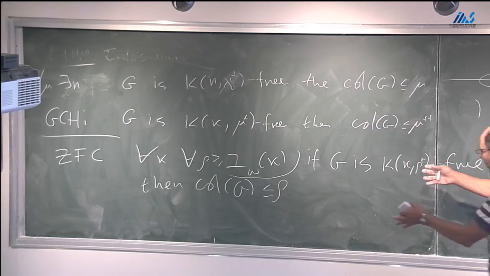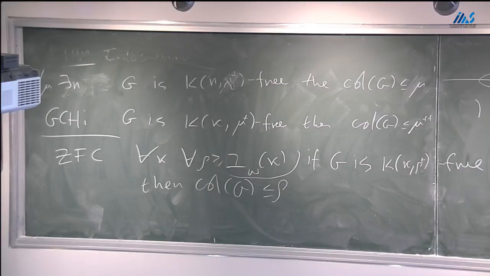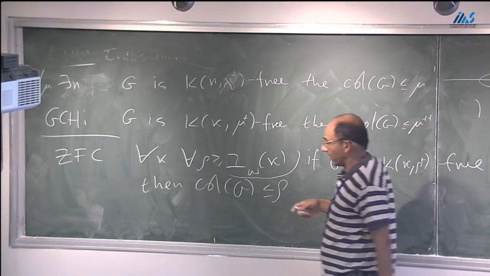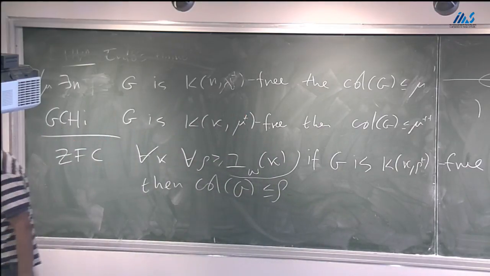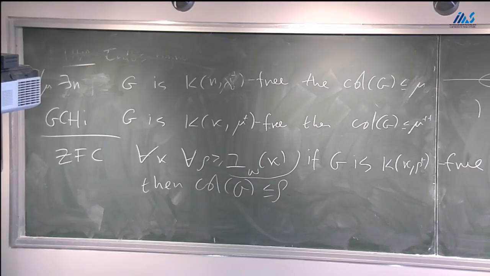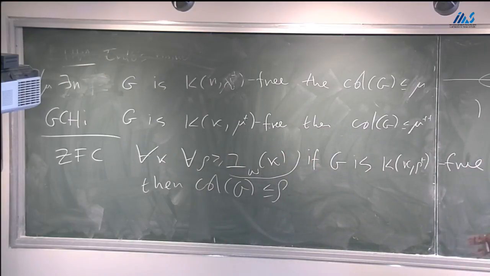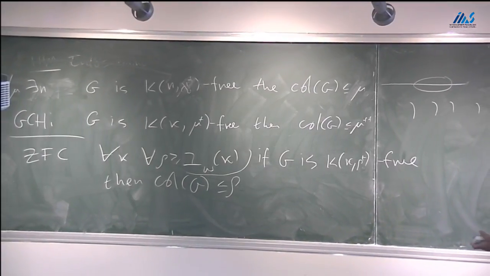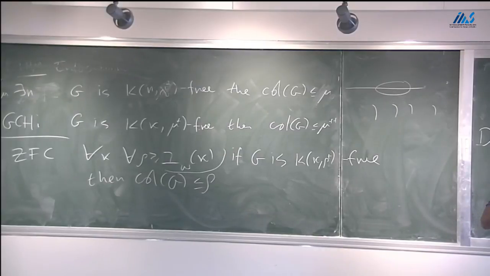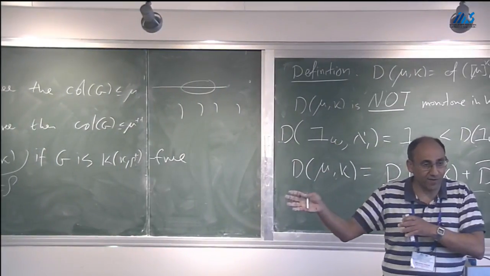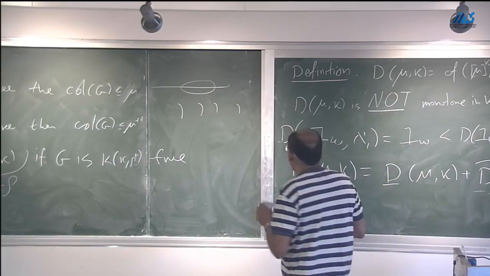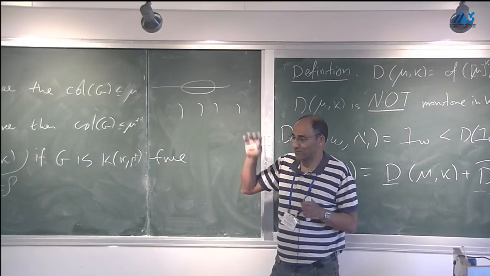To pay my dues to the theme of this conference, if you have a huge graph and every subgraph of cardinality, say, kappa plus, has coloring number at most kappa, then the whole graph has coloring number at most beth omega of kappa. Right? Because the bipartite graph K kappa plus has large coloring number. So if every subgraph of cardinality kappa plus has coloring number kappa, it is K kappa kappa free, and then you apply the theorem. So this is my modest contribution to the theme of reflection and compactness.